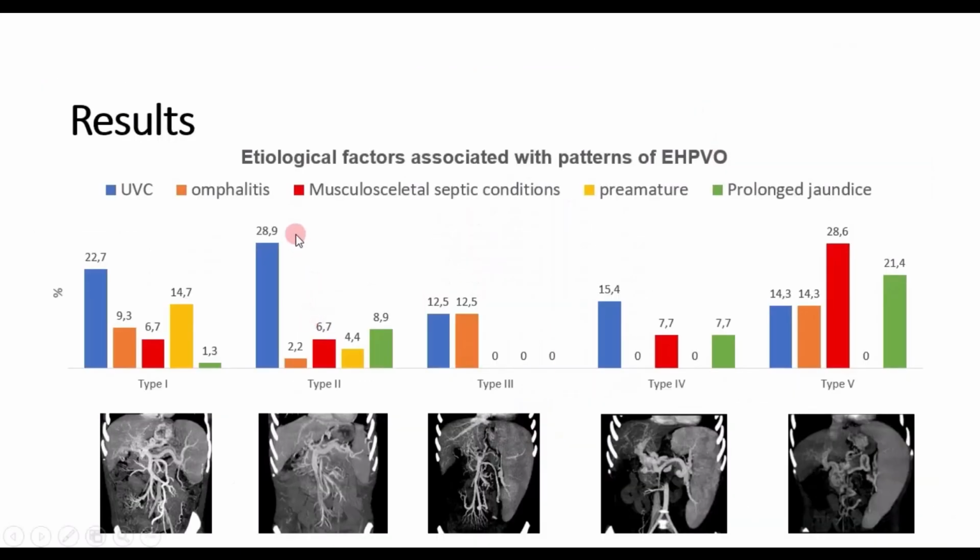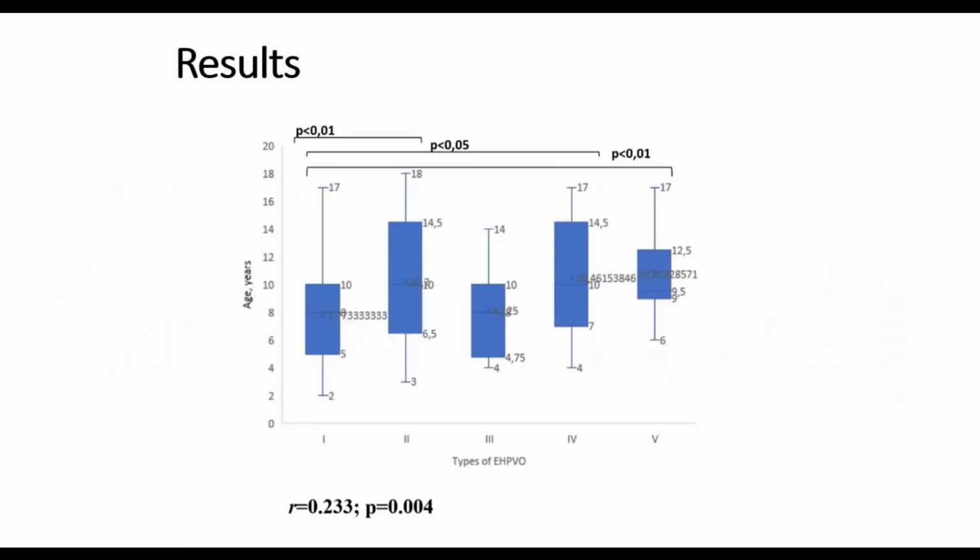When comparing known etiological factors and patterns of portal vein obstruction, it was found that children who had type 1 and type 2 had a higher incidence of umbilical vein catheterization in the neonatal period, whereas children with widespread thrombosis of the portal vein system, the type 5 pattern, had a higher incidence of musculoskeletal septic conditions in the neonatal period. According to the data, children with type 1 and type 3 patterns were admitted to hospital significantly earlier than children in other groups. Nevertheless, the correlation of age and the types of portal vein obstruction was weak.